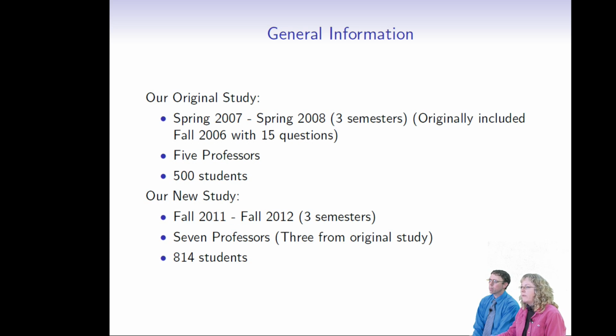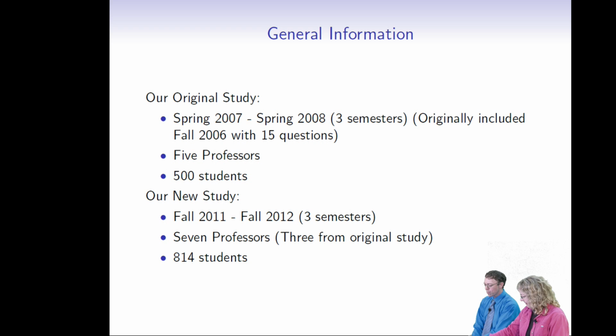And just some general information compared to our last study and the one we're in now. Our original study was actually 4 semesters, but since we're looking at our 20-point quiz, we have 3 semesters, which was the spring of 2007 to the spring of 2008. And we have 5 professors in that study and 500 students. Our new study is also over 3 semesters. Now we have 7 professors, 3 from the original study, and look at the students now, 814. So you can see that our enrollment in Math 171 is going up because more people are starting to require it, which is a good thing, I think.